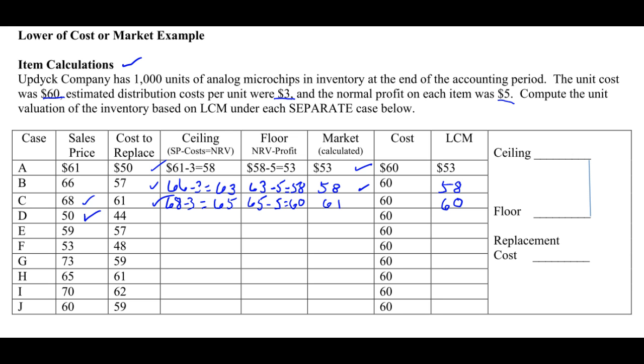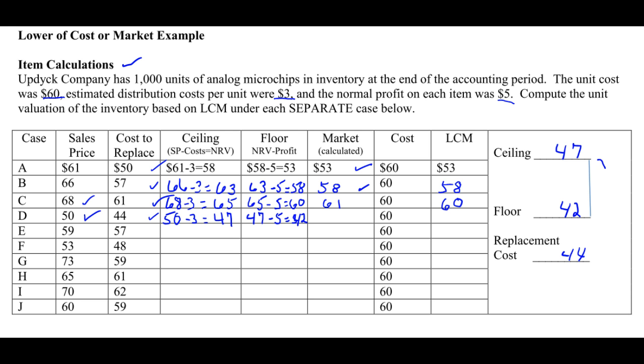So it starts with the sales price, $50, minus normal distribution costs. That leaves you a ceiling of $47. That's net realizable value. Let's take net realizable value minus our normal profit of $5, and that shows you that our floor is 42. So we know our ceiling and floor, and we note that our replacement cost is $44.